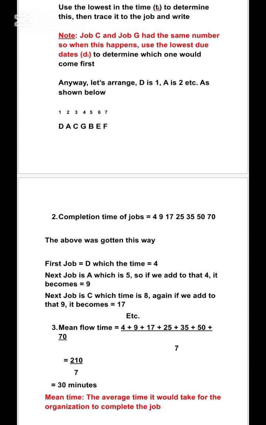Then let's look at the mean flow time, meaning all of those completion times you have, divided by how many they are, and those numbers are 7. So when you add those completion times, you get 210. Divided by that 7 is 30 minutes. Remember, they say flow time, so it's in minutes.